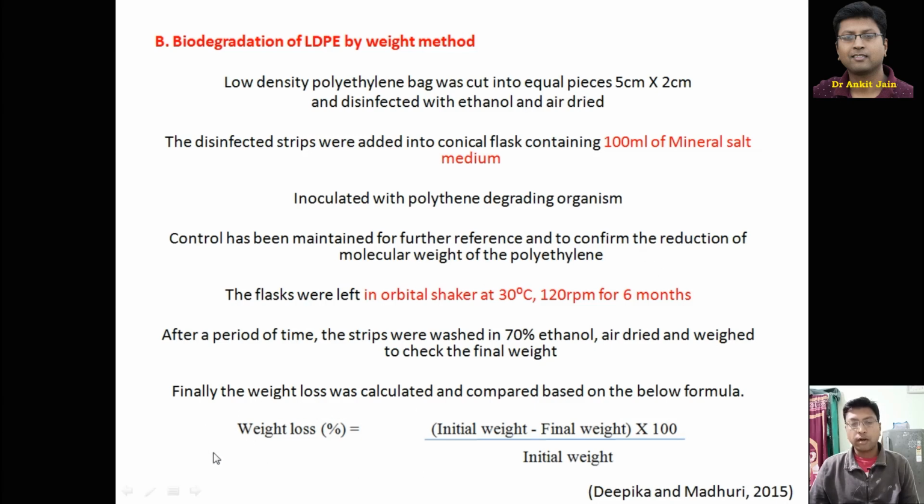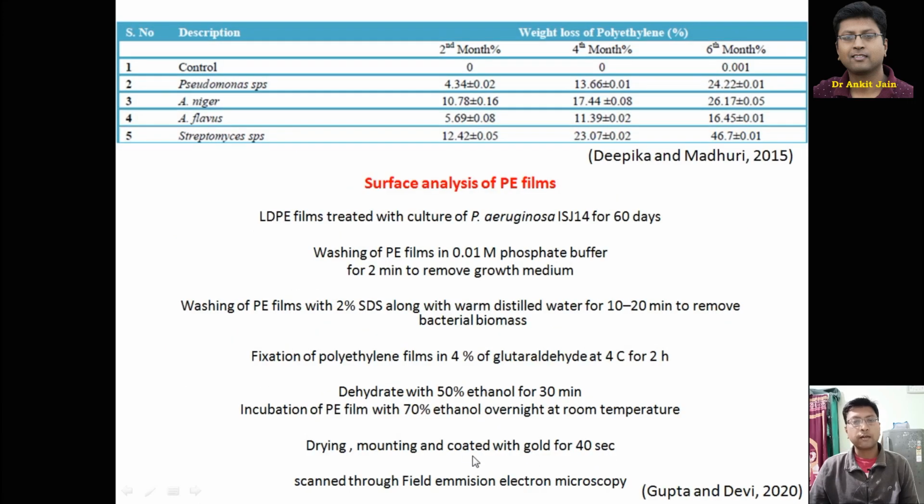The molecular weight is measured by this formula. There is loss of weight is measured by initial weight minus final weight upon initial weight.